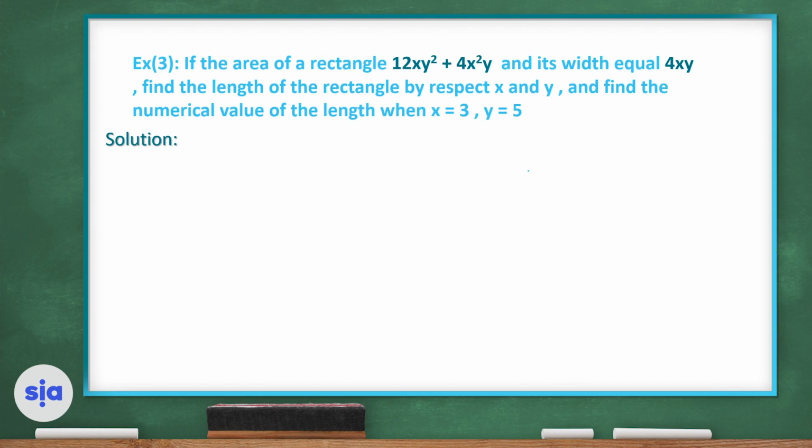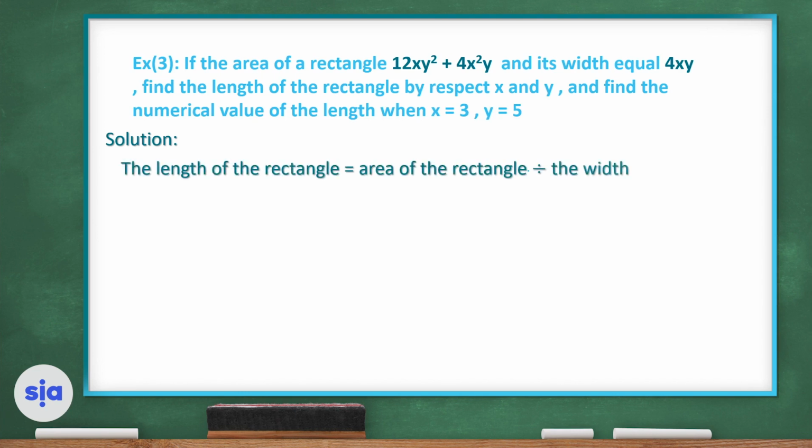Exercise number 3. If the area of a rectangle is 12xy squared plus 4x squared y and its width is equal to 4xy, how can we find the length of this rectangle? As we know, the area is the length times the width, so to find the length of this rectangle, we're going to take the area divided by the width. So it will be 12xy squared plus 4x squared y divided by 4xy.